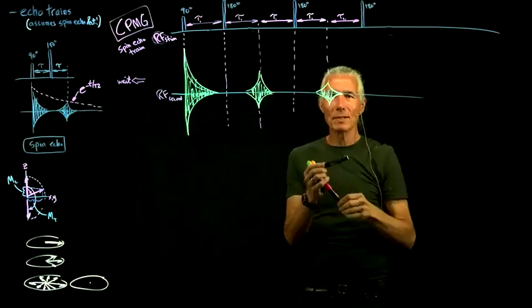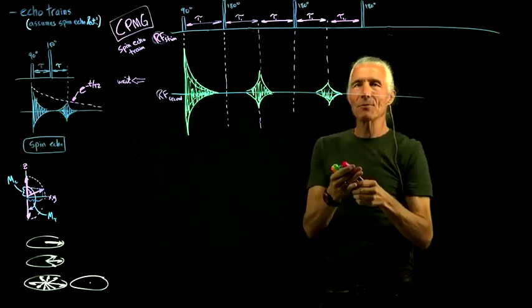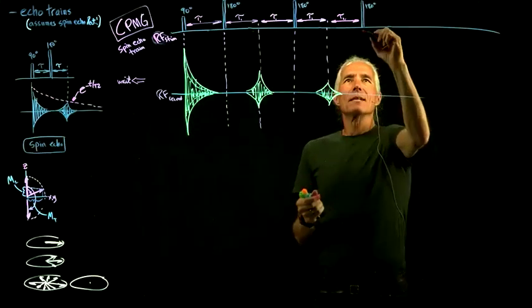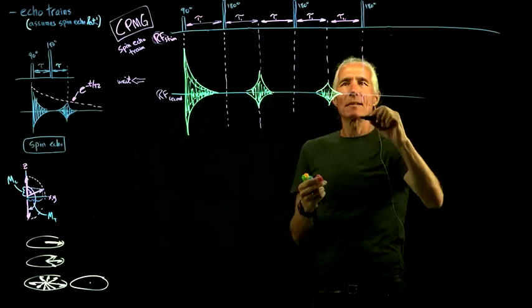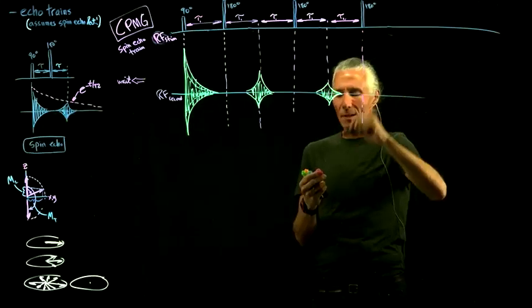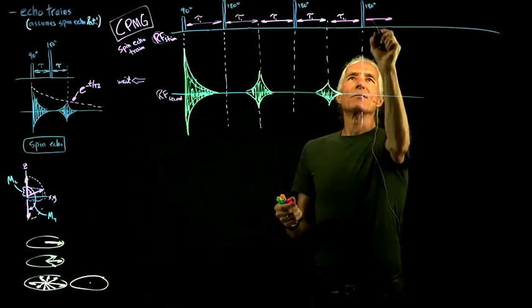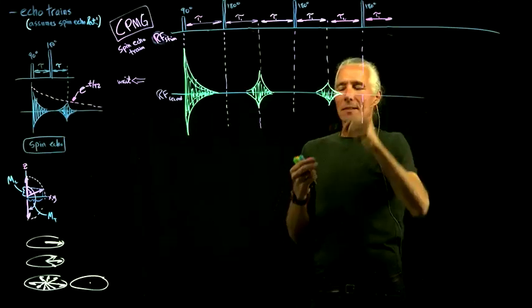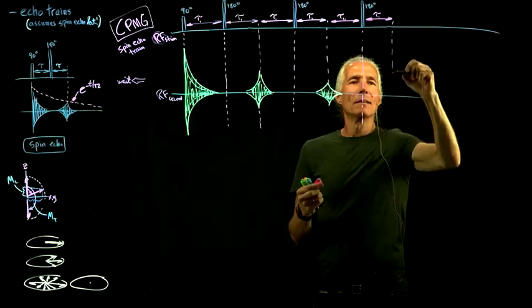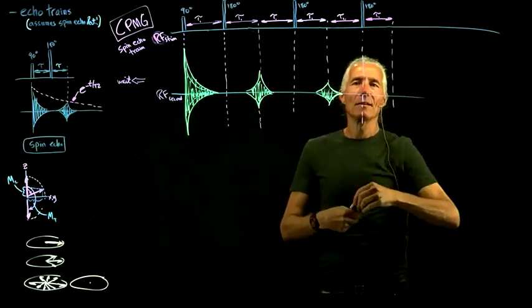And you could keep doing this. I spaced it out so we could sort of see it clearly. But again, another 180, nothing happens. But if you wait tau 1 after that, then you get another echo.